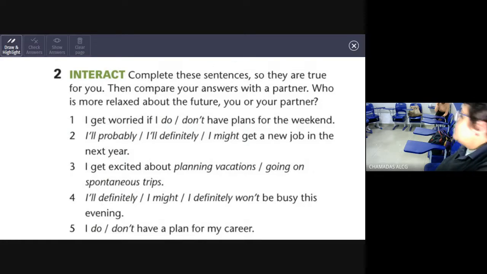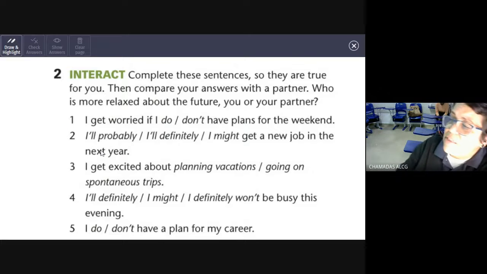So I wouldn't say I'll definitely get a new job, but I'll probably, or I might. So it all depends on your prospects or how you plan your career, right? Maybe you will have a job next year.